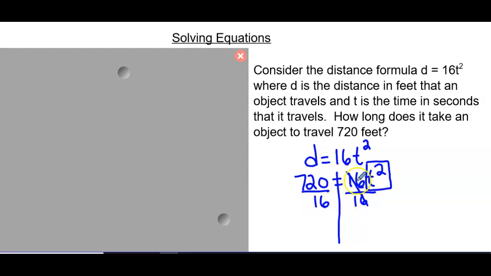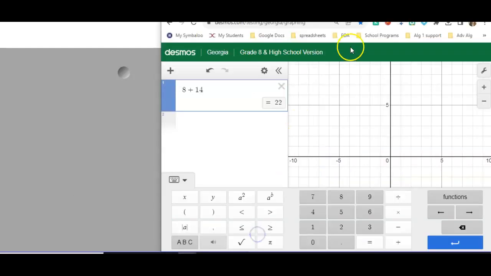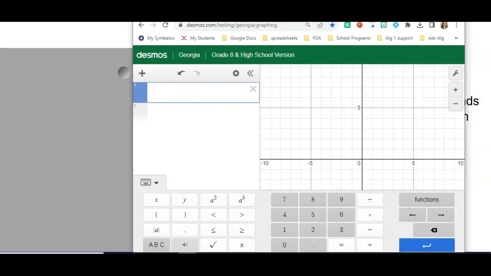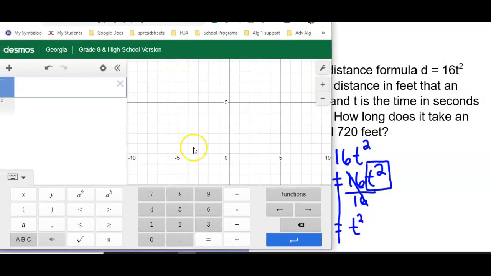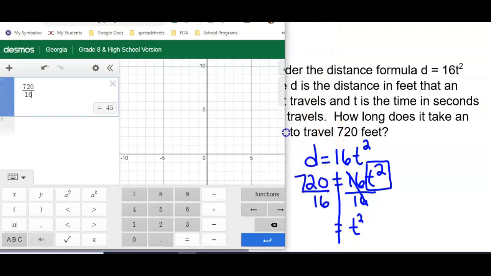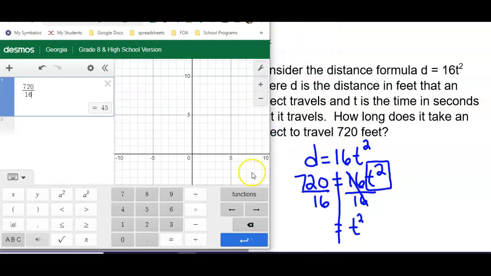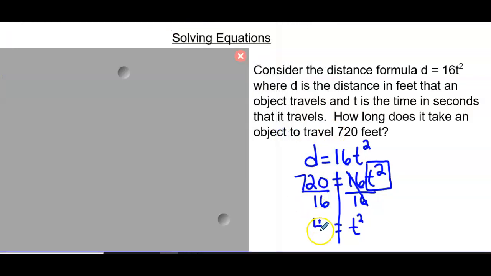16 divided by 16 is 1. You could write the 1 if you wanted to, but you don't have to. You can just write t squared. And then 720 divided by 16 is something. Let me move this calculator over so we can still see what we're typing. 720 divided by 16 is 45. So t squared equals 45.